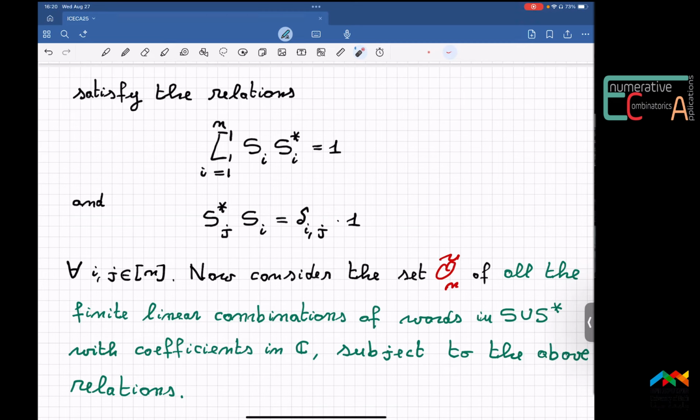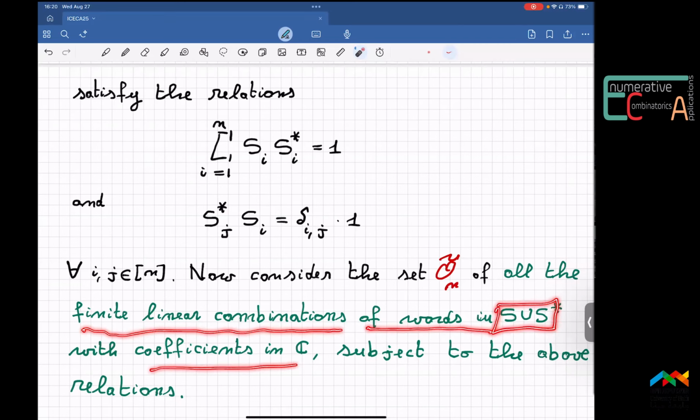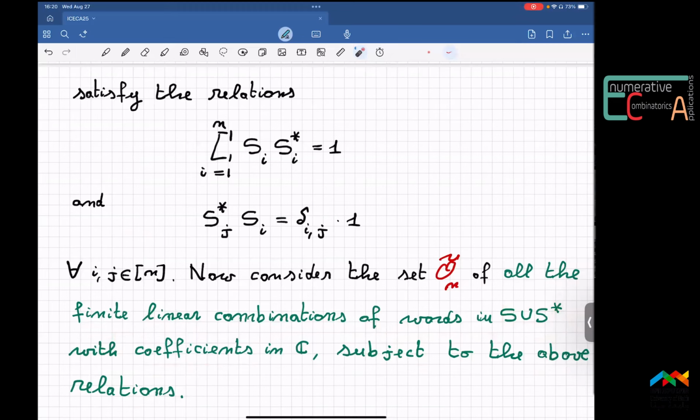Now I'm going to consider this set. I'll call it O_n tilde, and this will be all finite linear combinations of words in this alphabet, with coefficients in C, and subject to these relations. Of course, you see immediately that if I have any word in S union S star, because of this, whenever I have an S star followed by an S, this simplifies to a number, either 1 or 0. So in practice, I can assume that all my words are a bunch of S's followed by a bunch of S stars.